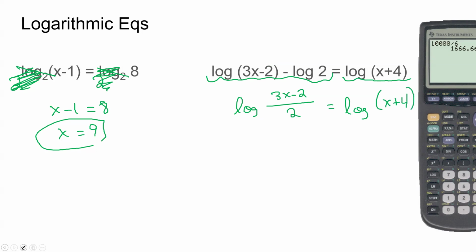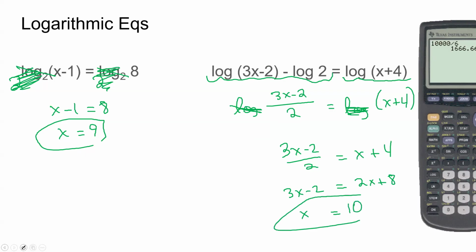Okay. And then I could come in here and say I got a log on the left, log on the right. Just take those out. And now I'm down to a regular old algebraic expression that shouldn't give us any trouble. Multiply both sides by 2. I'll distribute that through here, 2x plus 8. Subtract 2x, I'll get an x over here. Add 2, I'll get a 10 over here. And so that would work right there. Got to know these tricks and the way to snake your way through them. But that's what we want to do.